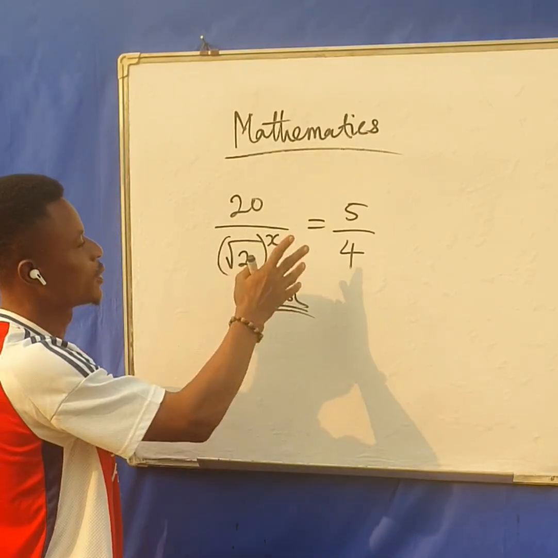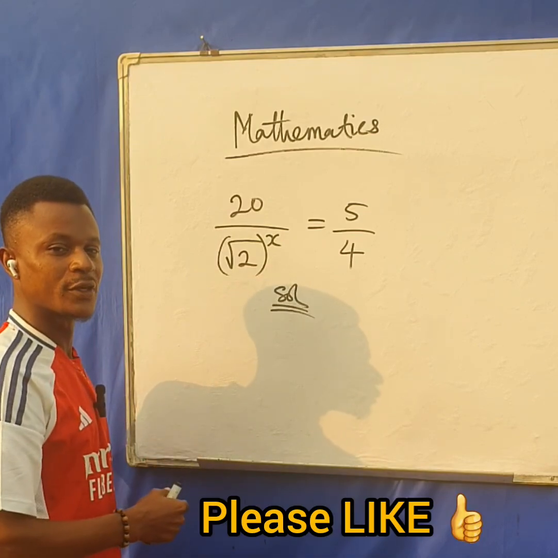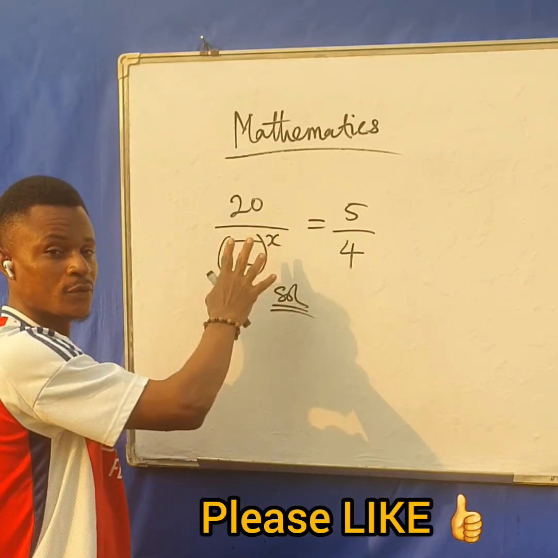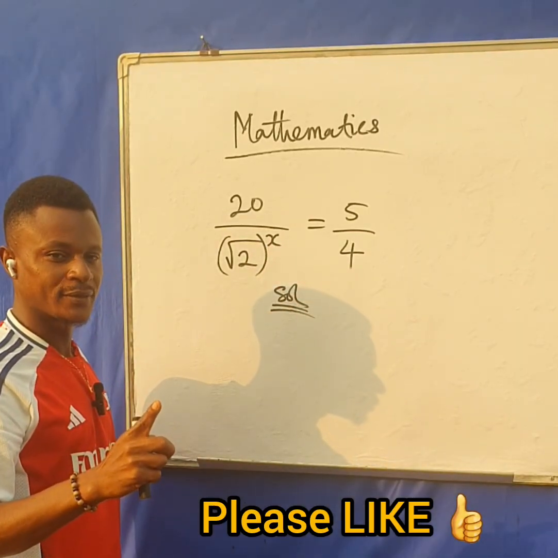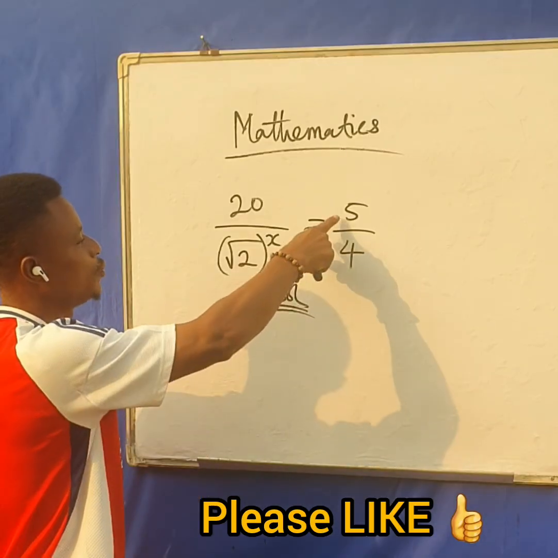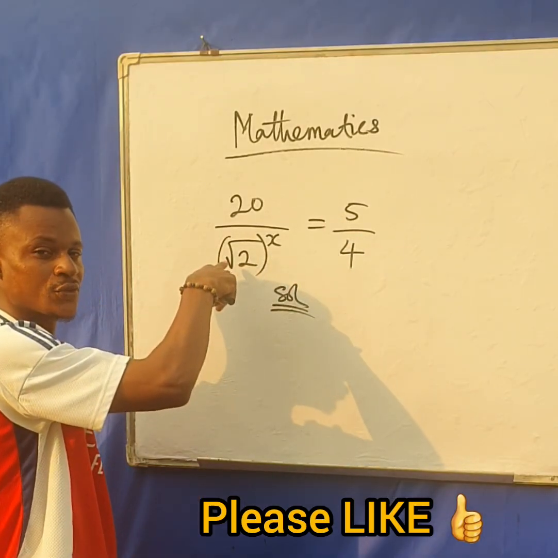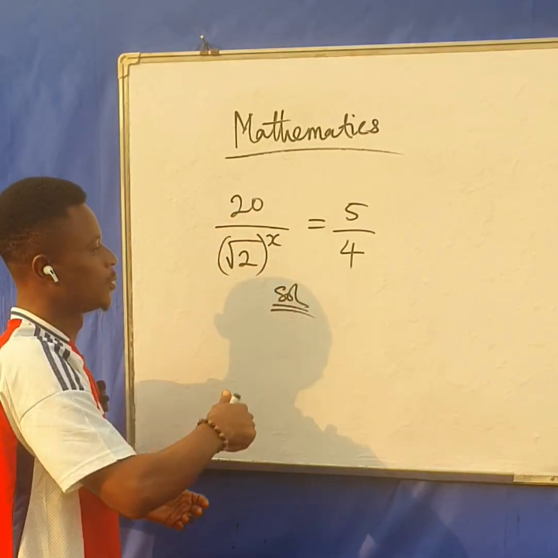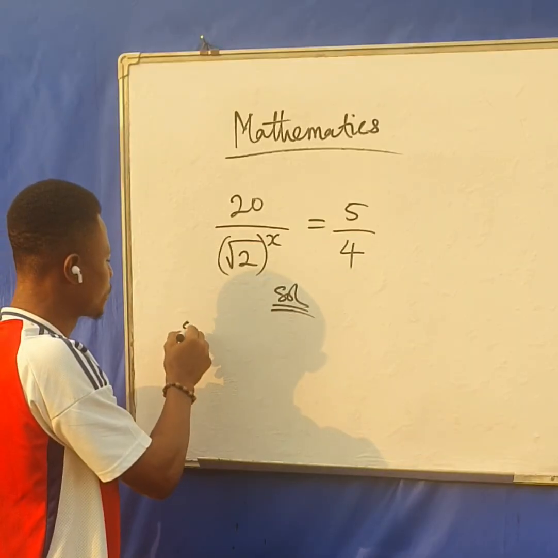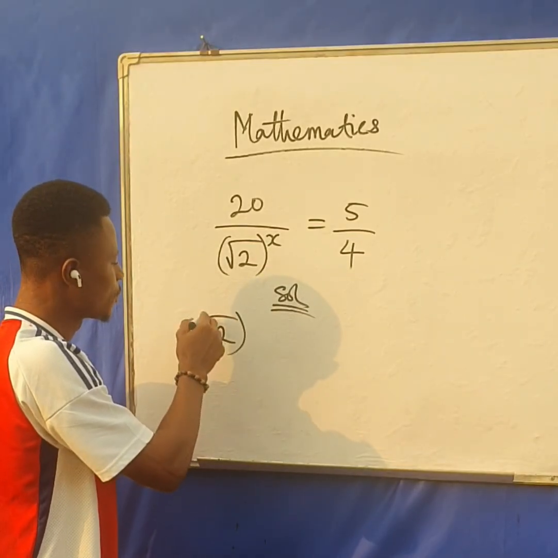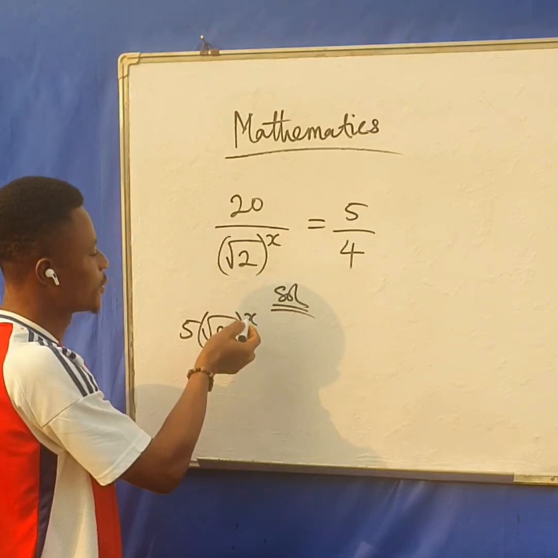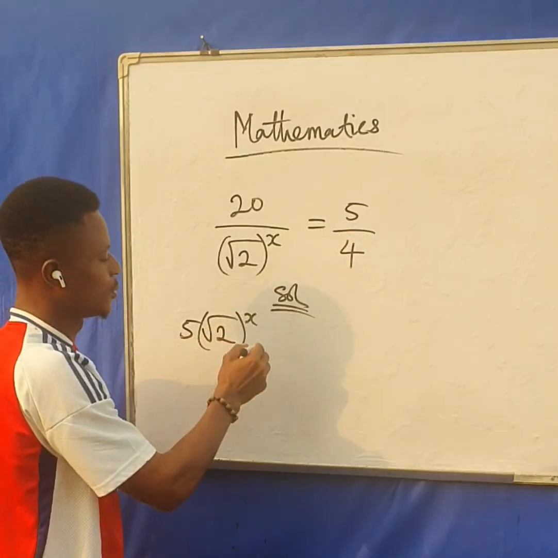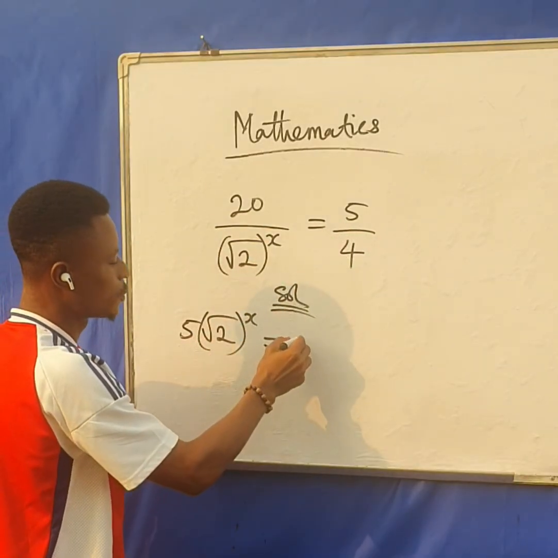If you look at the two sides of the equation, you can see that they are both in fractional form. You have a fraction equal to another fraction. Because we have it in this form, the first thing we are going to do is to cross multiply. Cross multiplication means that you should use the numerator of this fraction to multiply the denominator of this fraction, and also use the numerator of this very fraction to multiply the denominator of this other fraction. So we have 5 times this, that will give us 5 root 2 raised to the power of x. This x is affecting only the root 2, which is this one, and not the 5, because the 5 is not having any power. And equal to 20 times 4, that will give us 80.